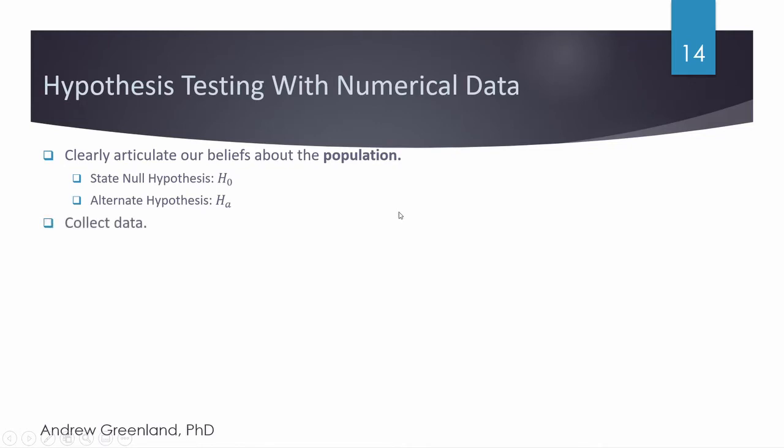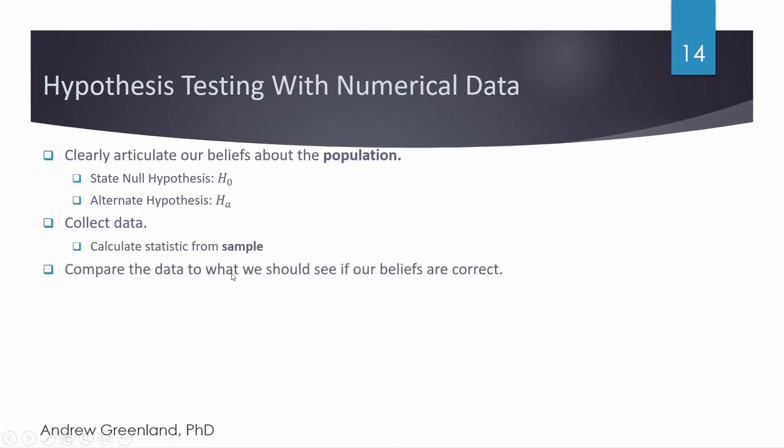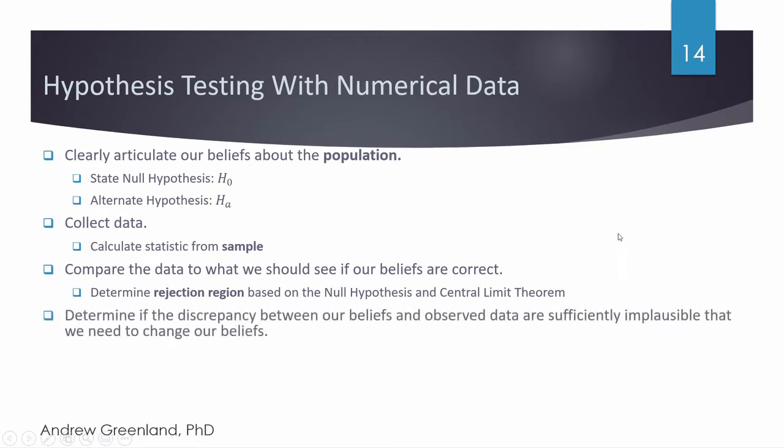We're going to go out and collect some data and calculate a statistic from that sample of data. We're going to compare the sample of data to what we should have observed in the population to see how likely the 2 are to relate. And we're going to determine what's called a rejection region, which are the set of values for our sample that are so implausible to have come from the particular population that we have to reject our beliefs about this population. And this is going to be determined for us by the central limit theorem.